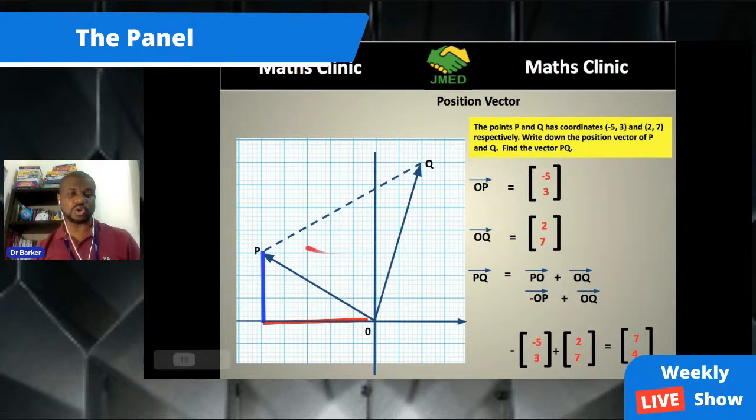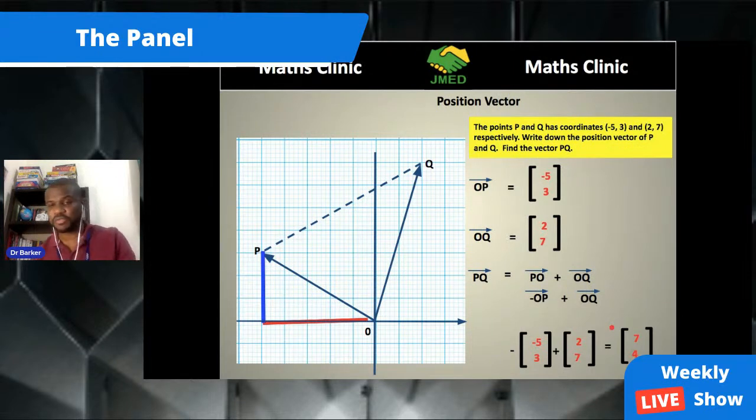But I'm going to show that the answer is the same. So from P to Q, if we were to write the vector from P to Q, it would have gone here all the way across. That would be 7 and then 4 up. But remember, as I said, not every question will have a graph. So that's why you have to learn to do the calculations here.